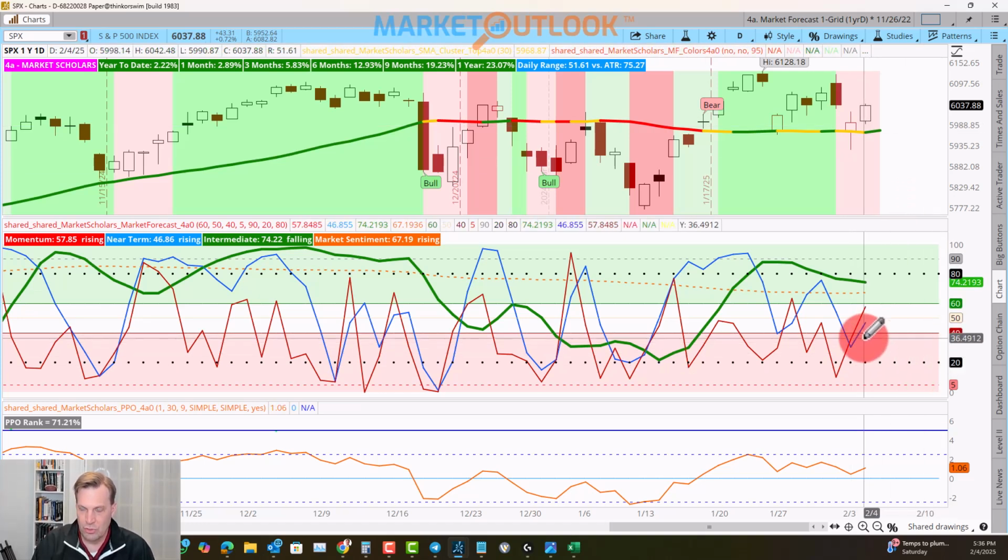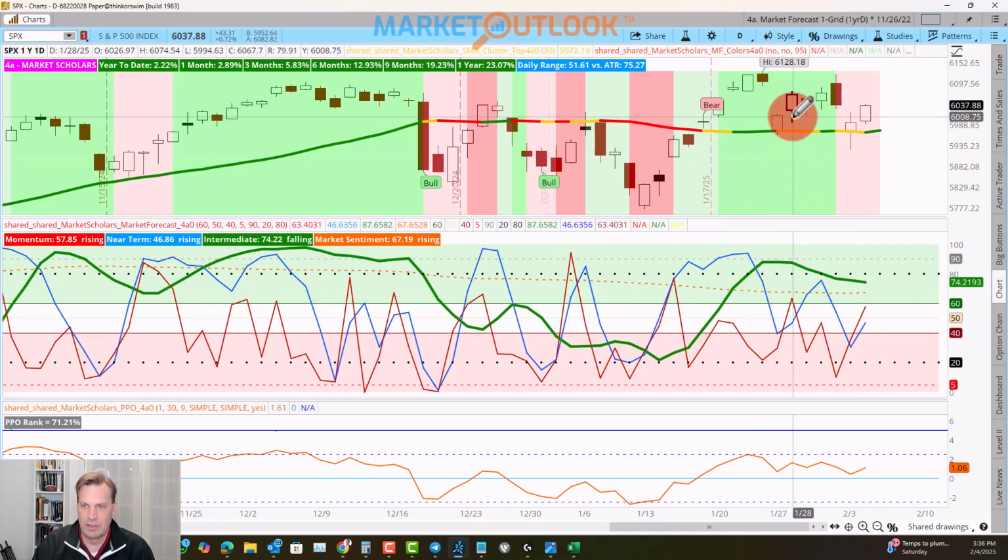But here's the issue, it's very similar to what we saw last Tuesday, right? We had the Monday gap, and then last Tuesday, you can see the intermediate line was falling, but at least it was still above the 80th percentile and still above market sentiment. The momentum line jumped up, but didn't get into the reversal zone. The near-term line jumped above 40, barely, because it was barely below 40 there, but didn't get above 50.